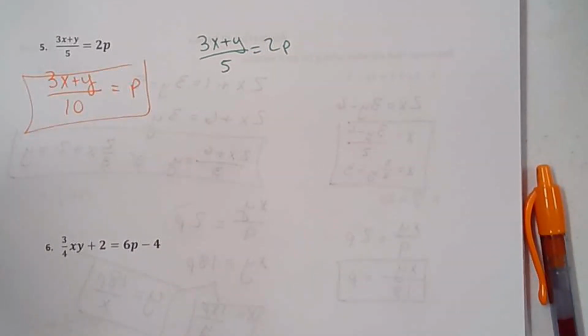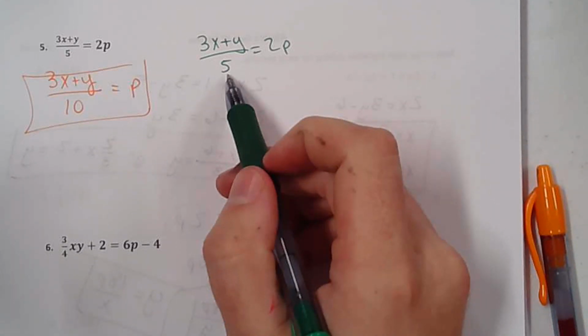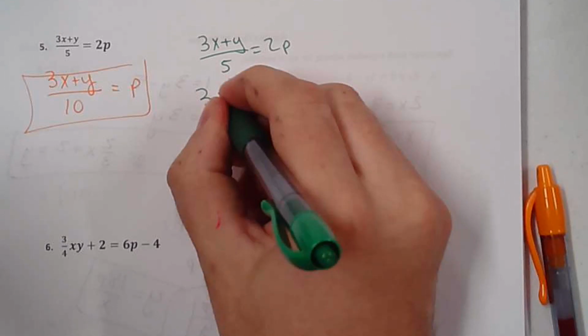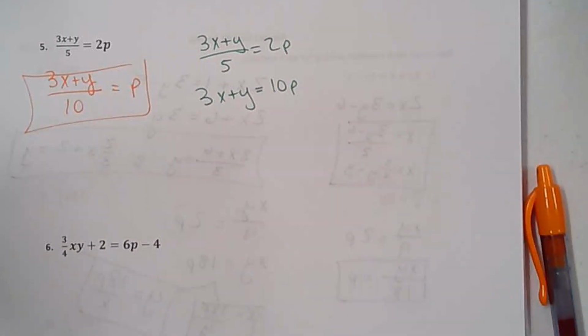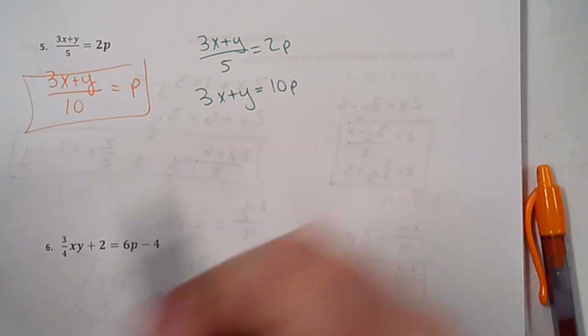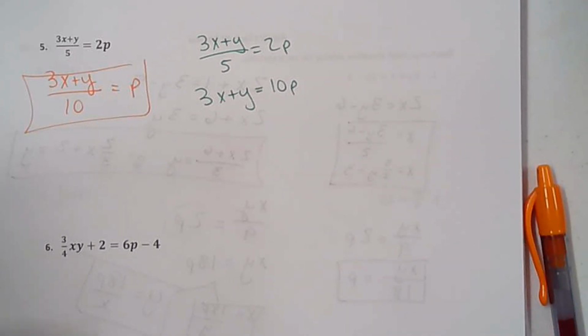So what's the first thing we do when we want to make a better world? We look for the division and we get rid of it. So we're going to multiply by 5 to both sides. We get 3x plus y equals, instead of 2p, it's going to be 10p, right? If I've got 2 pecans and you multiply it by 5, now I've got 10 pecans.